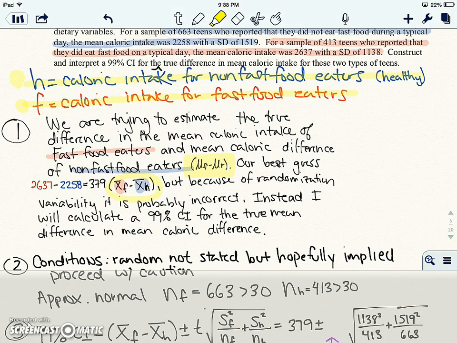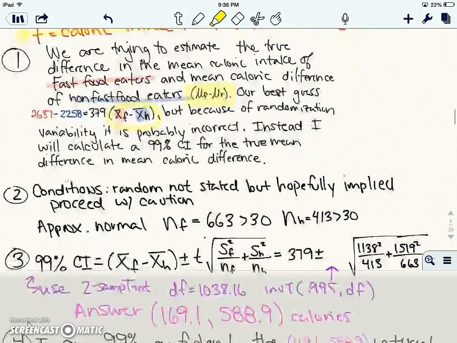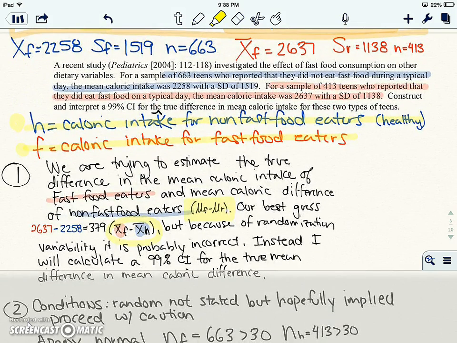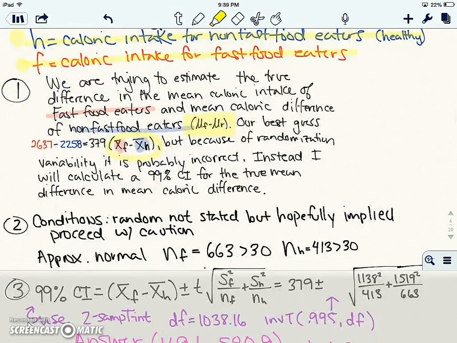Okay, now we have to test our conditions first. We would like the samples to be randomly selected. Now, it was not stated, but hopefully it was implied because it looks like pediatric doctors did this, so hopefully they would know to do it randomly. So we're going to say, hopefully it was implied, but let's proceed with caution. And then we need it to be approximately normal. Well, our n's were definitely greater than 30, so we didn't need to do an NPP. Now that we've talked about our conditions, we're going to go ahead and do it.